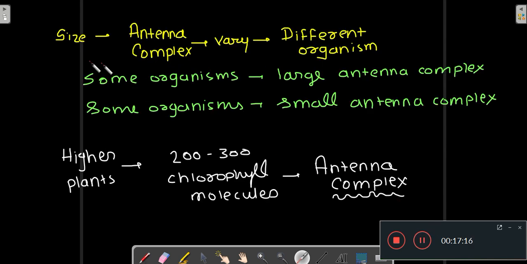Now the size of the antenna complex varies within different organisms. Some organisms have large antenna complexes, some may have small antenna complexes. It varies considerably with different organisms. Generally, higher plants have 200 to 300 chlorophyll molecules in the antenna complex.